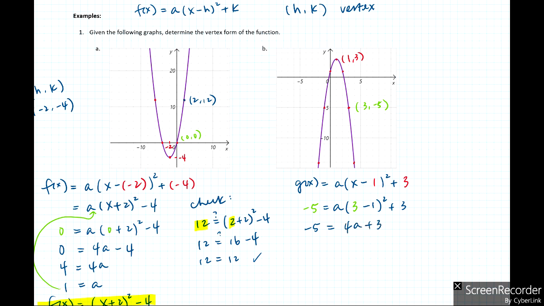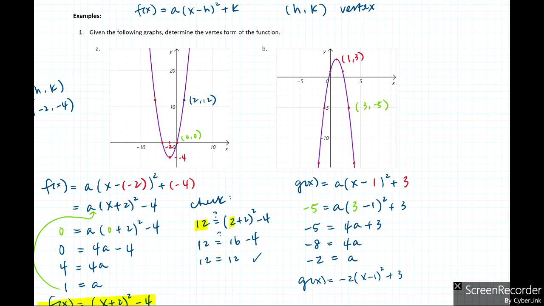And to simplify, we get negative 5 is equal to 3 minus 1 is 2, 2 squared is 4, so 4a plus 3. And generally you won't have super complicated equations to solve either way. It's always going to be a linear equation. And to find a, we can subtract 3 on both sides and get negative 8 equals 4a. And to get a by itself, we divide by 4 and get negative 2 is equal to a as a result. So that tells me g of x is equal to negative 2 times (x minus 1) squared plus 3, because I'm just plugging negative 2 into a.